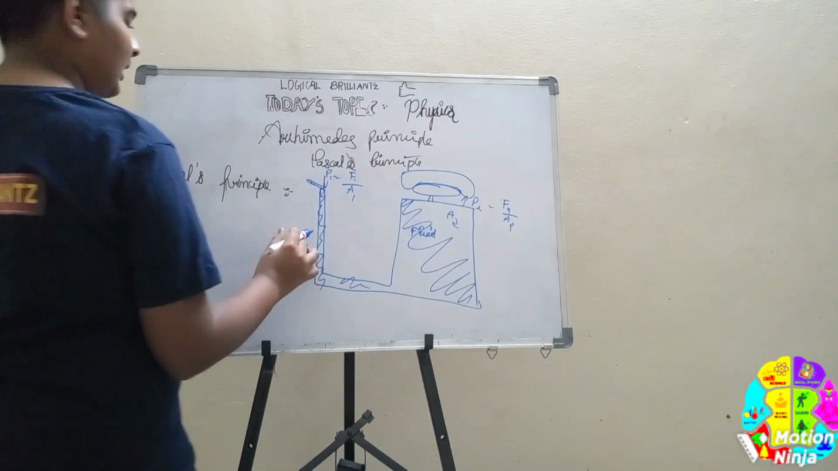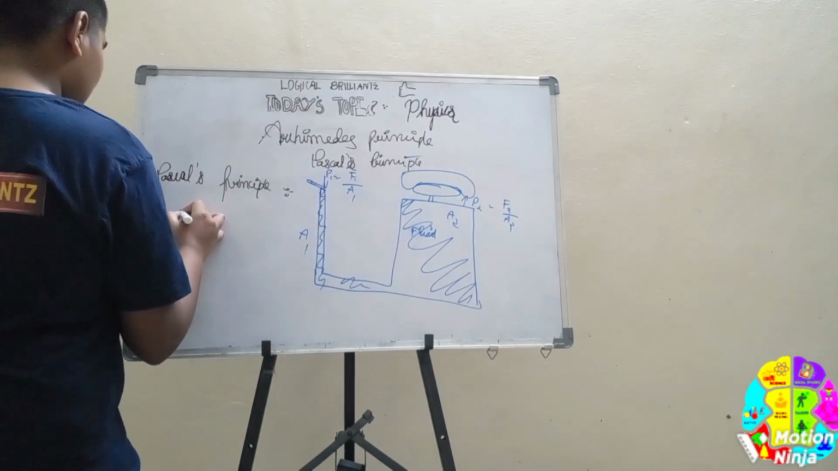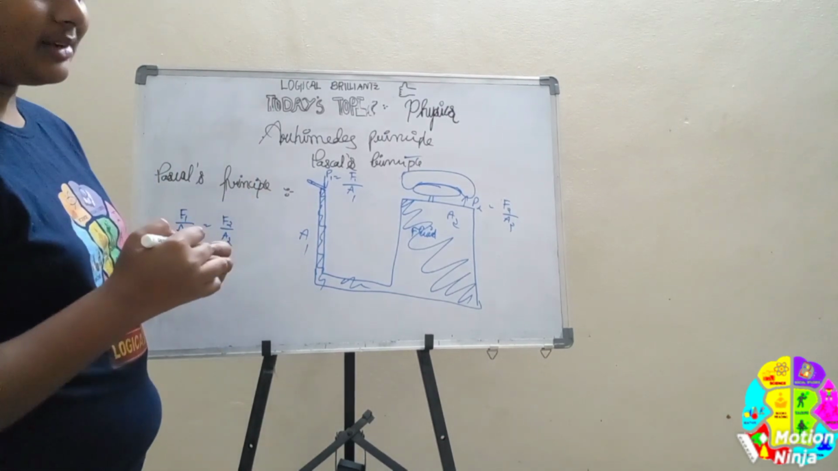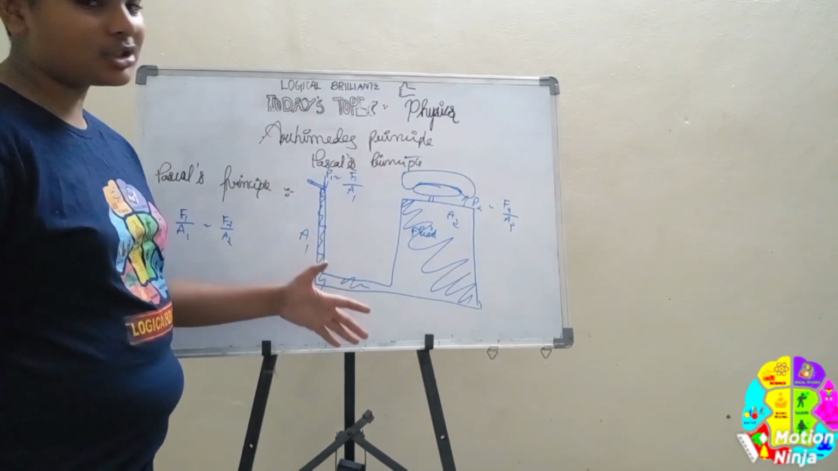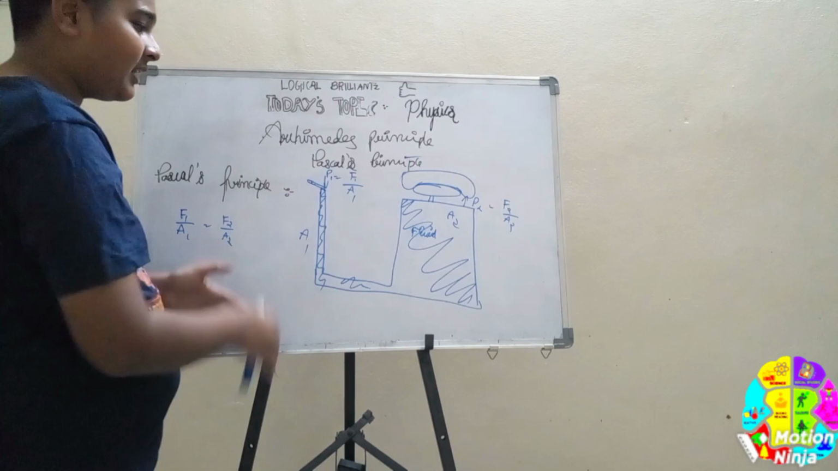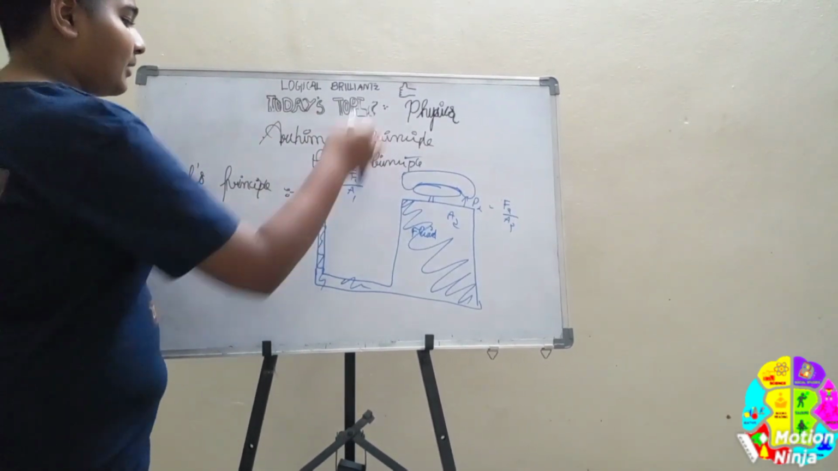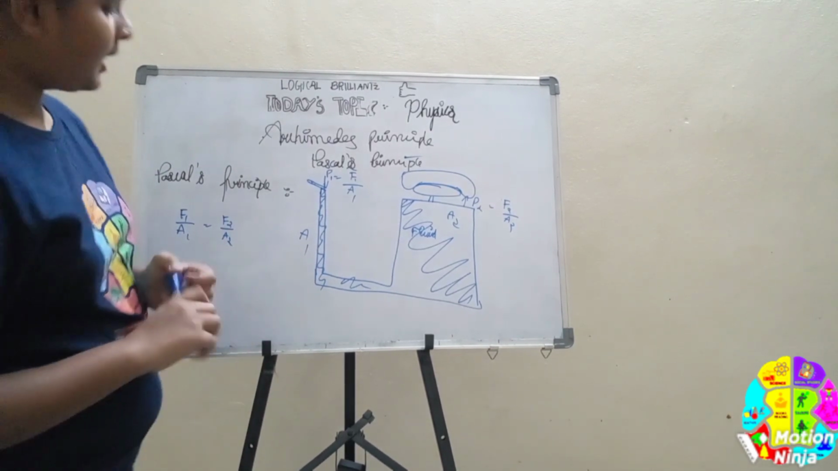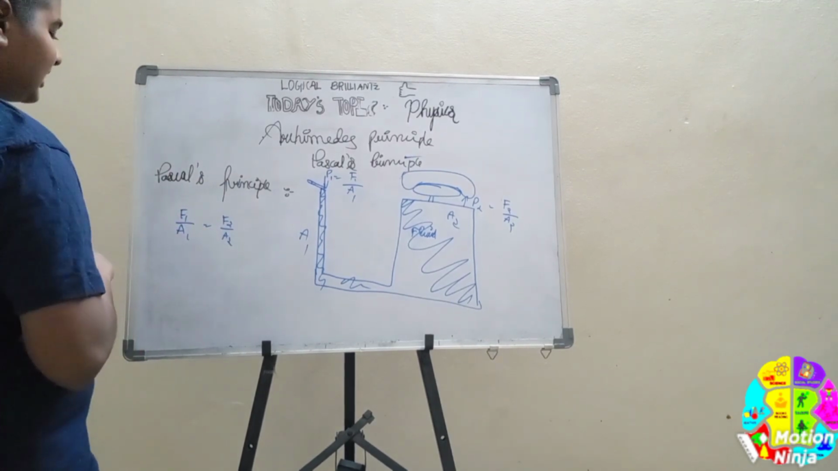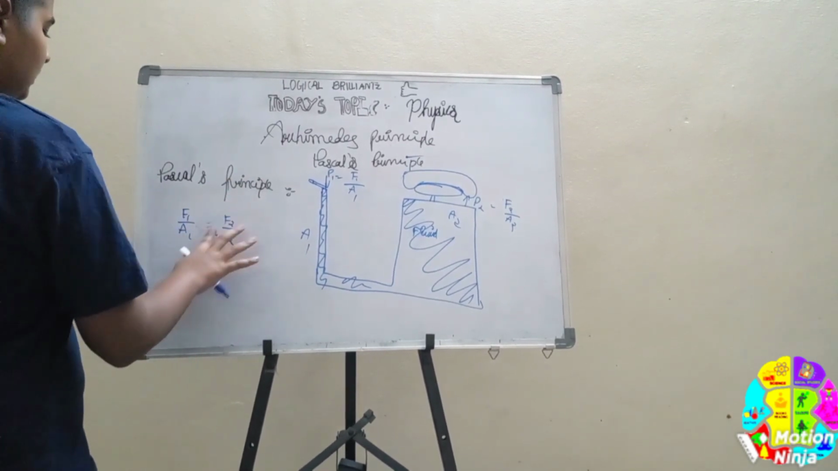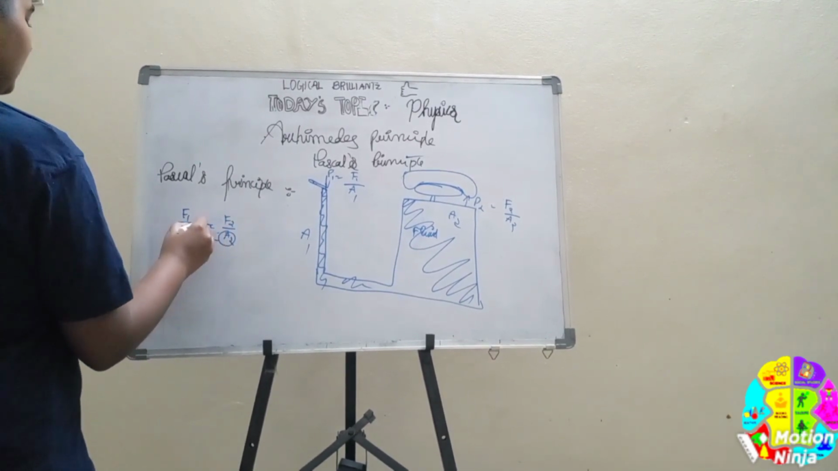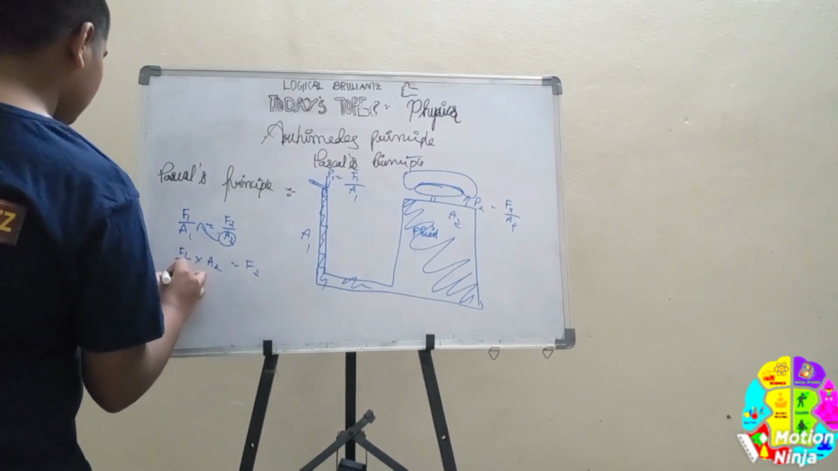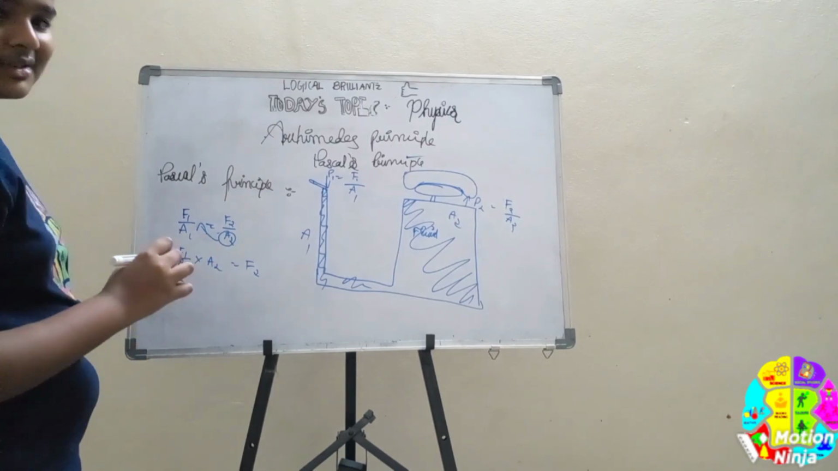According to Pascal's principle, F1 by A1 is equal to F2 by A2. Why? The pressure will be equally distributed throughout the enclosed body. So this pressure will be equal to that pressure, so F1 by A1 is equal to F2 by A2. Am I correct? Yes or no? Now just cross multiply. Here just bring this A2 here and multiply. F1 by A1 into A2 is equal to F2.